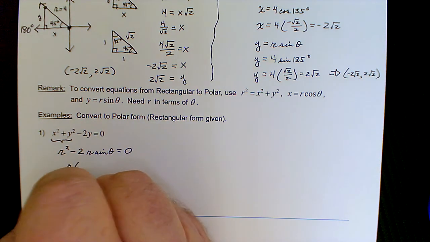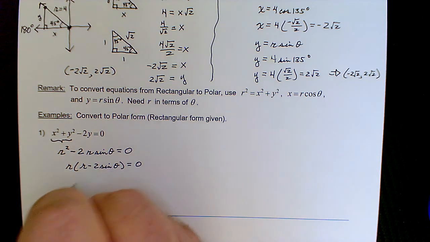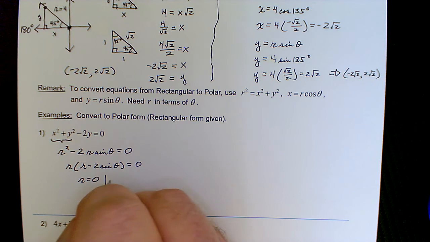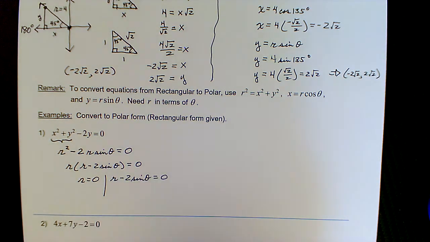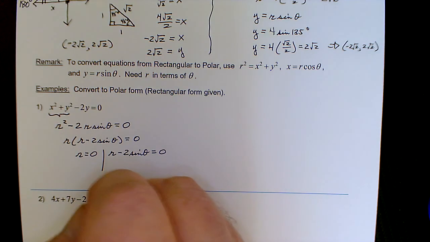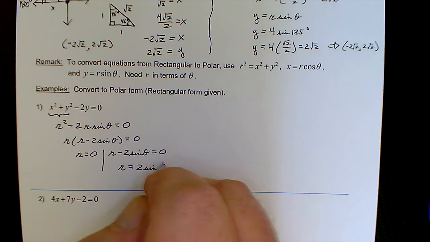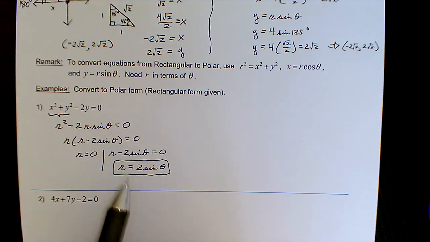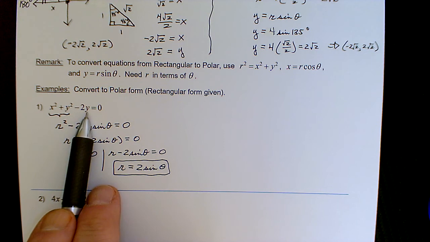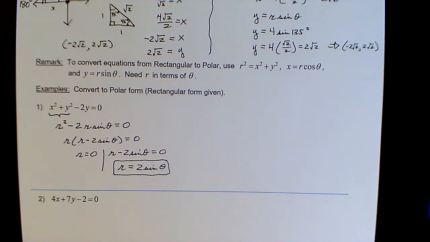So you can factor out an r. You have r minus 2 sine theta. Set each to 0. And r equaling 0 is trivial. So the equation here, transposing the negative 2 sine theta, r equaling 2 sine theta would be our equation. And it's kind of interesting to see how that gives us the equation of this shape, which we can recognize as being a circle because x and y are both squared and the coefficients are equal and positive.